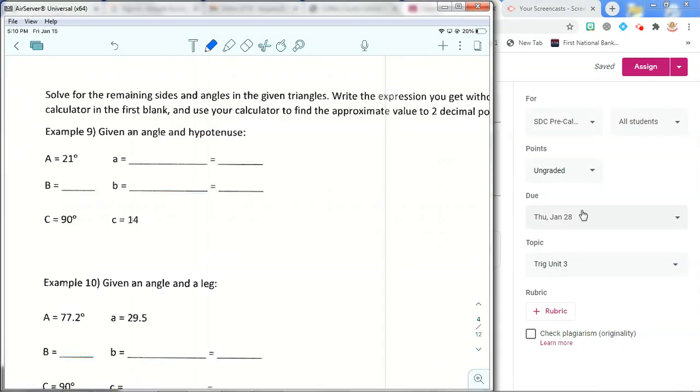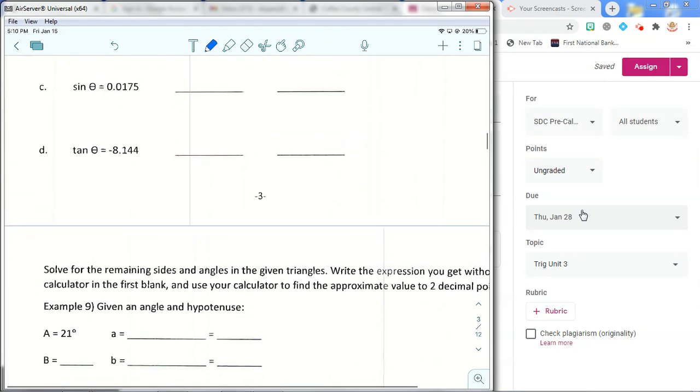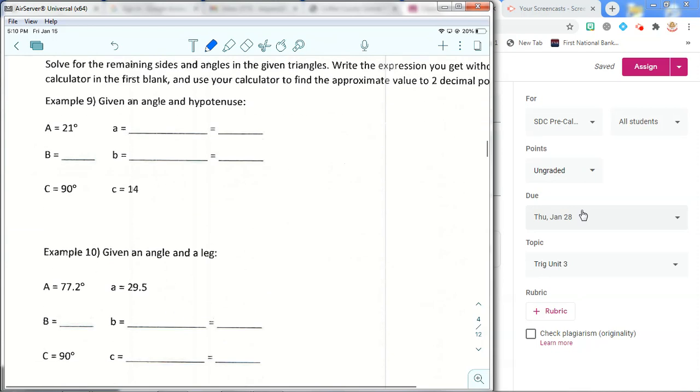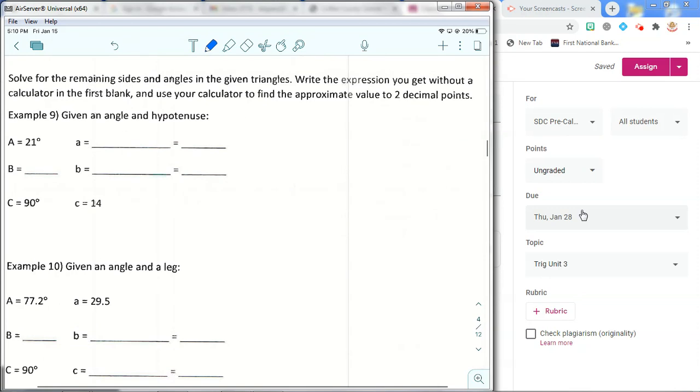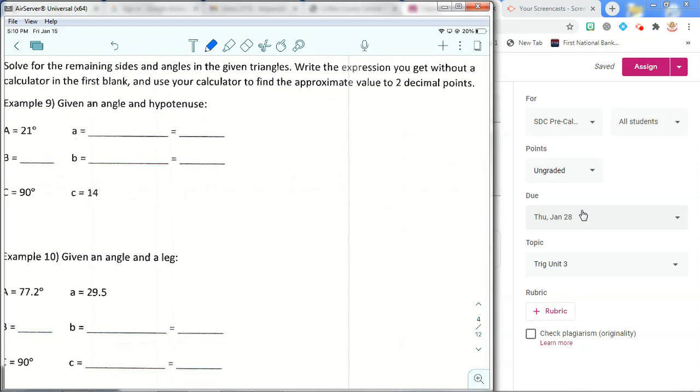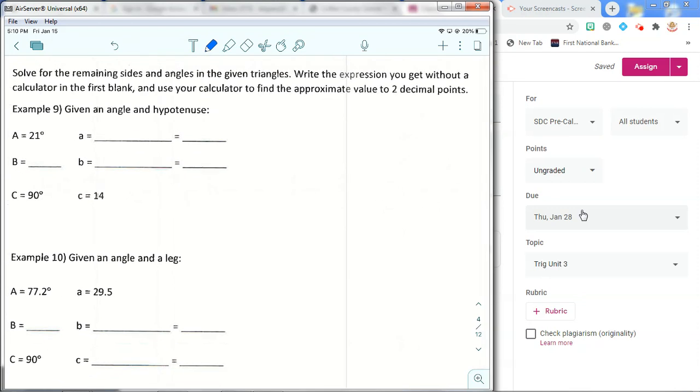Okay, so we are going to keep working in the Unit 3 packet. We're going to skip page 3 and move to page 4. On this lesson, we are going to solve for the remaining sides and angles of the given triangle. When you are solving a right triangle, you're trying to find all of the sides and angles that you don't know. So you'll be given 3 and you have to find 3.